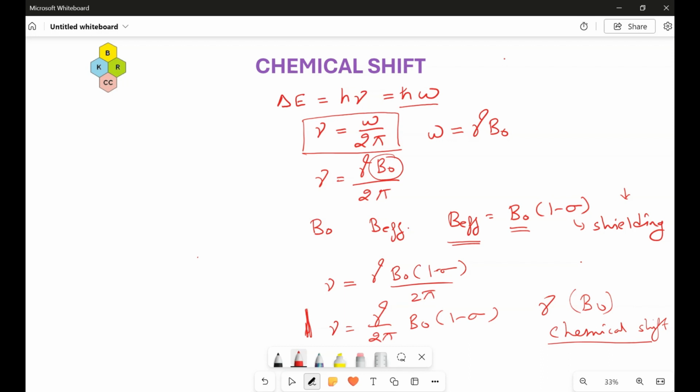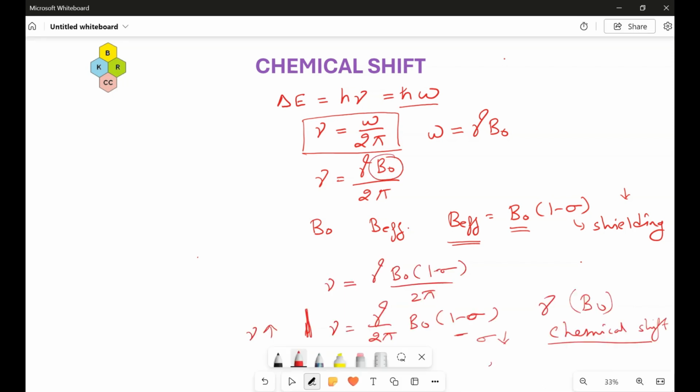So the equation which relates the frequency and the external magnetic field is given here. So nu is equal to gamma B0 into 1 minus sigma over 2 pi. Since the shielding constant appears after a negative sign, the decreasing shielding results in higher frequency. So as sigma decreases, the nu increases. So decreasing shielding causes higher frequency because sigma enters the equation after a negative sign.